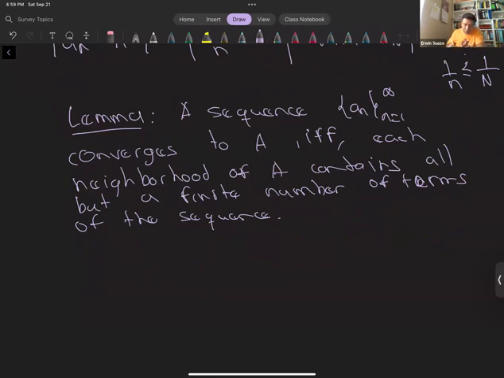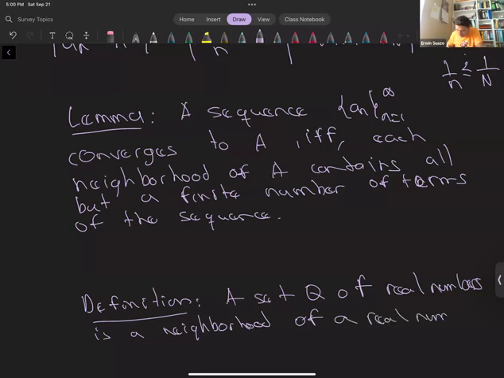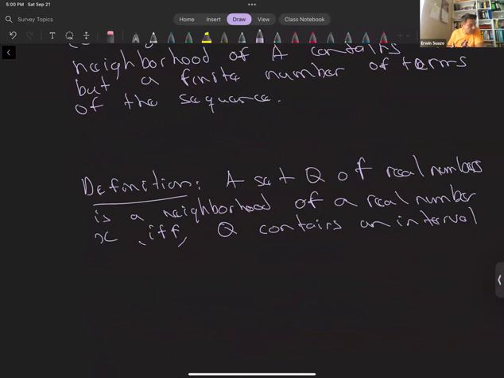Oh, I need to define what is a neighborhood. Definition. What is a neighborhood? A set Q of real numbers is a neighborhood of a real number X if and only if Q contains an interval of positive length centered at X.